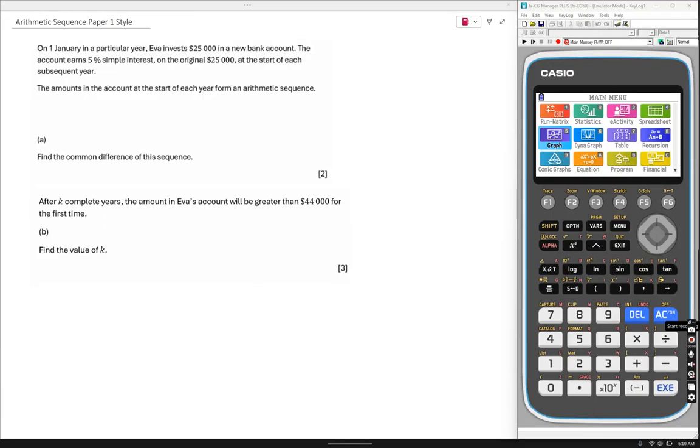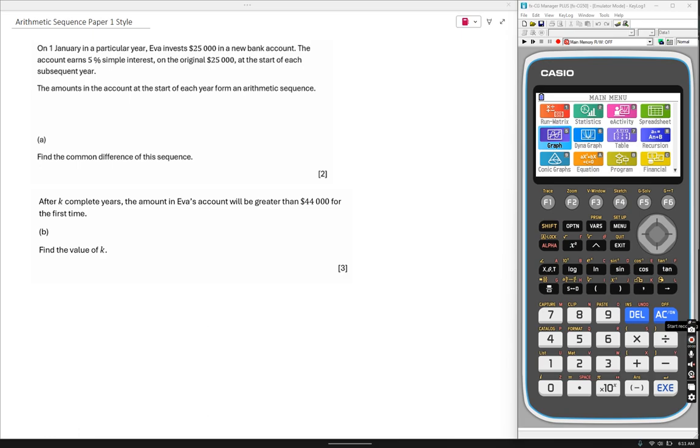Hi everyone, today we have an arithmetic sequence paper 1 style question. On 1st of January in a particular year, Ava invests $25,000 in a new bank account. The account earns 5% simple interest on the original $25,000 at the start of each subsequent year. The amounts in the account at the start of each year form an arithmetic sequence. Find the common difference of this sequence.